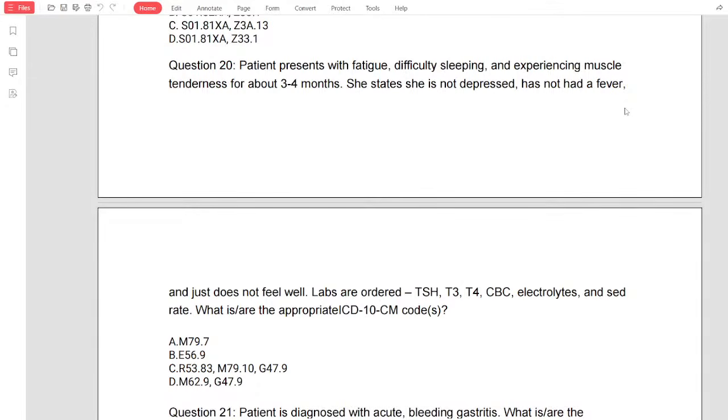All these, fatigue, difficulty sleeping, experiencing muscle tenderness, are symptoms mentioned in our question. There is no diagnosis mentioned, so you can take the symptom codes. So option C is the correct answer for this question. Mohini, correct answer, dear. Akash got it. Everyone got it. Jitin got it.